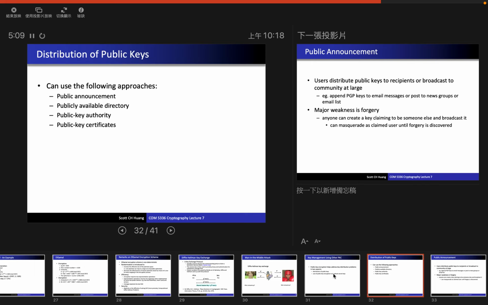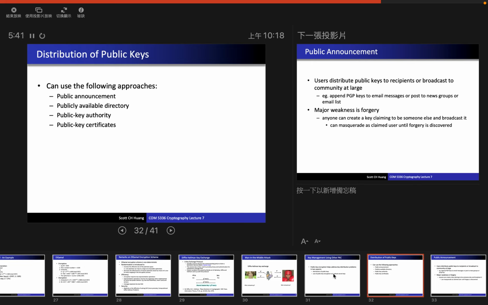Public key authority. In this case, there is a public key authority. There's an authority that everybody trusts. For example, on campus, we have a server, the NTHU server. Everybody trusts that server, which is an authority. So in that case, it is okay. The security must be much better than previously.